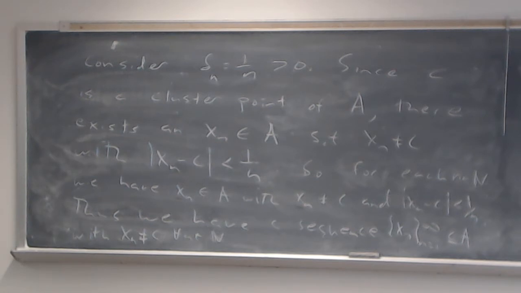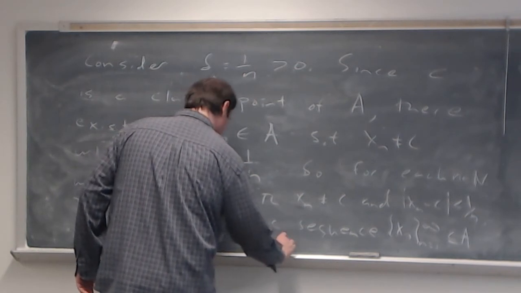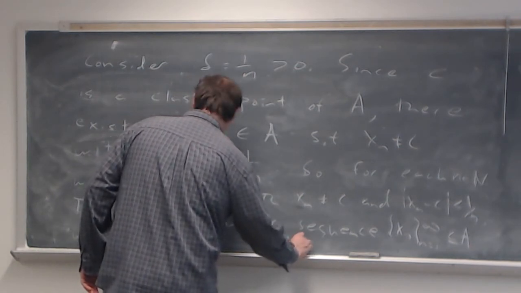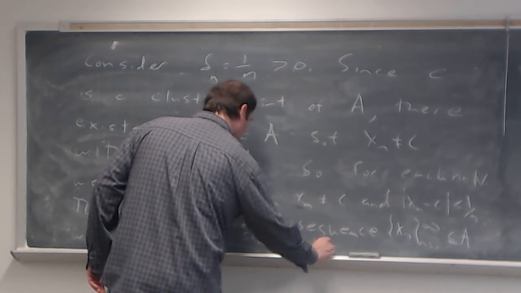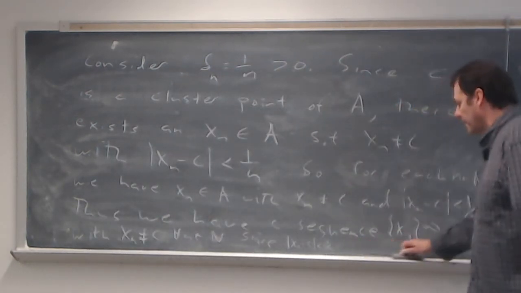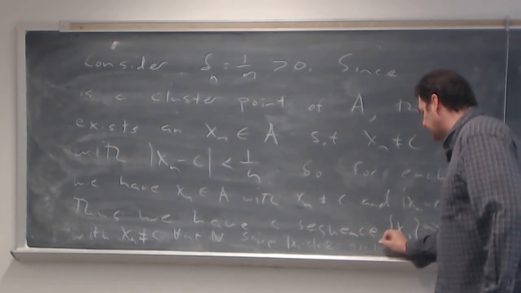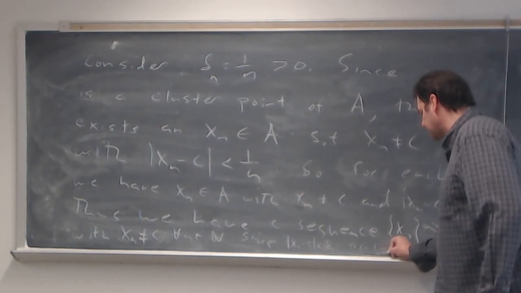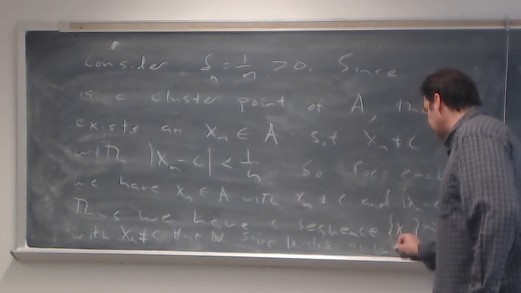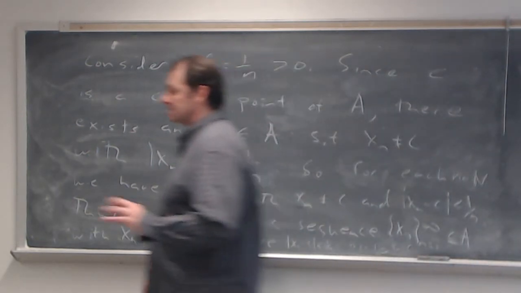That's right. Now, here's what I want to tell you. Since |x_n − C| is less than 1 over n, then that forces the limit as n goes to infinity of x_n to be equal to C. That's what it does. And that's this part of the proof.